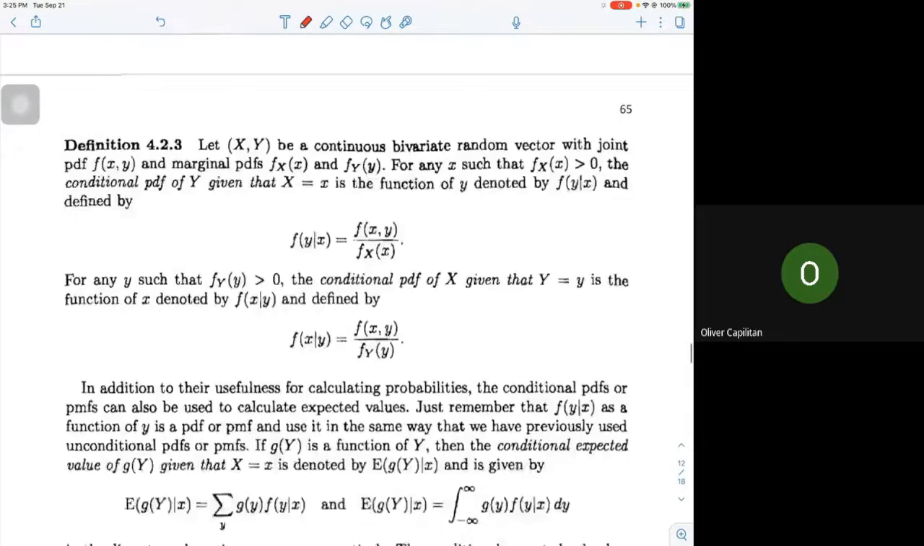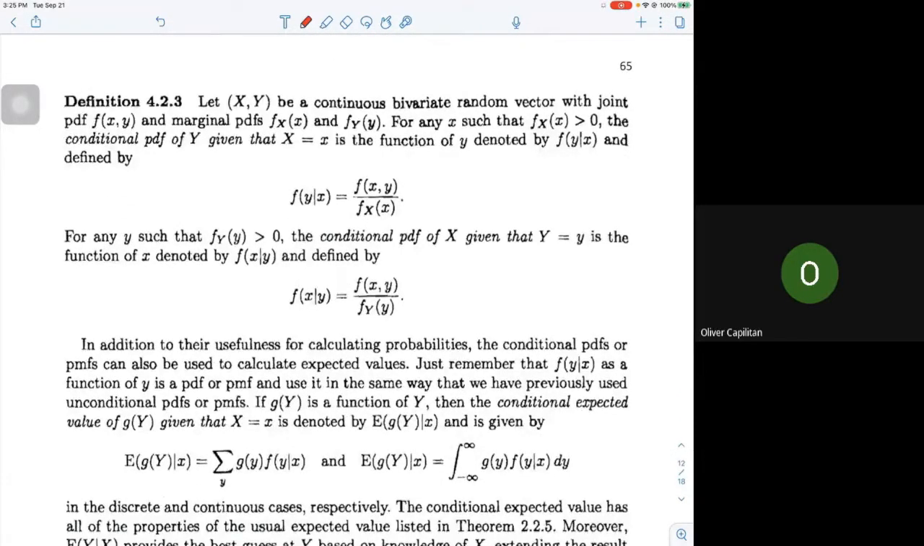For the continuous counterpart, we let XY be a continuous bivariate random vector with joint PDF f of xy, and marginal PDFs, small f sub big X evaluated at x, and small f sub big Y evaluated at y. For any x such that the marginal PDF of x is positive, the conditional PDF of y given that X is equal to x, we use this notation for that, and it is equal to the joint PDF over the marginal PDF of x.